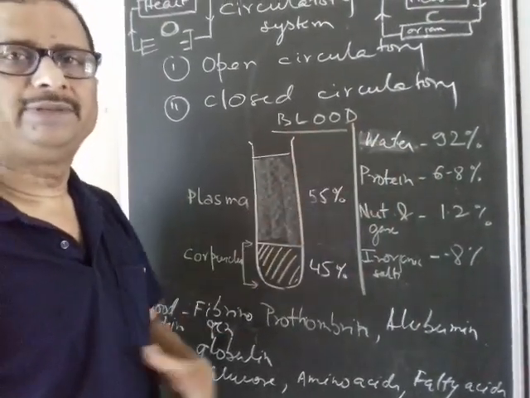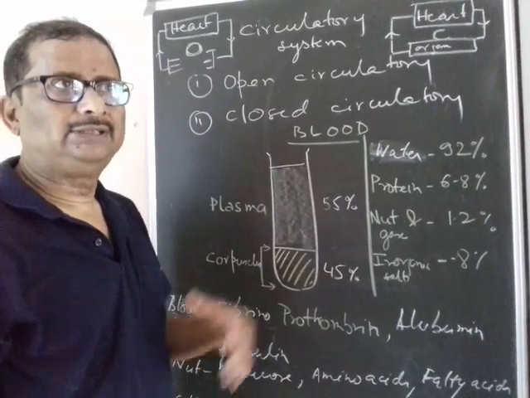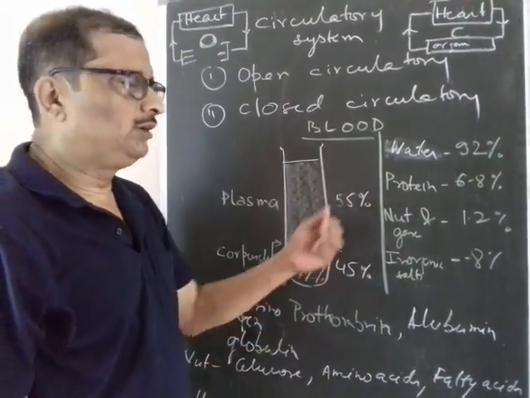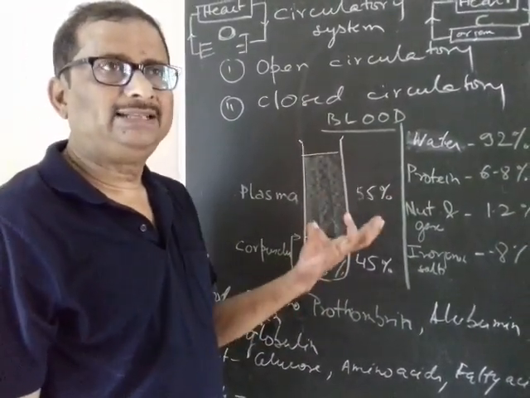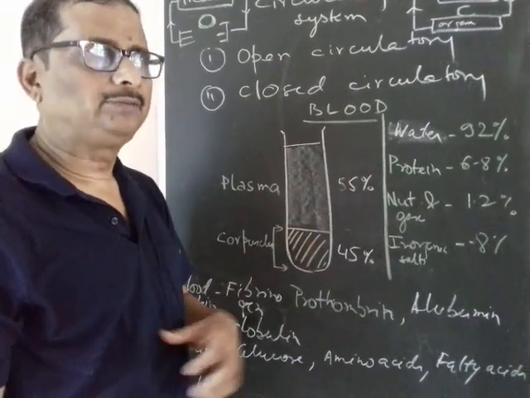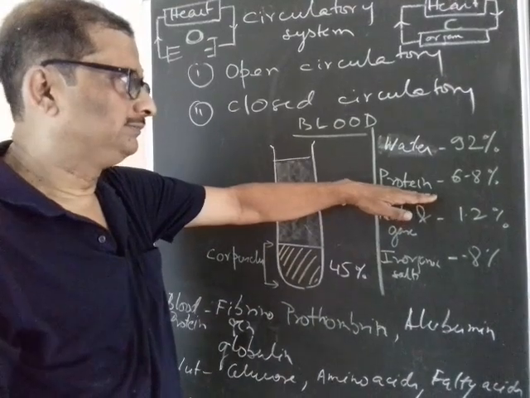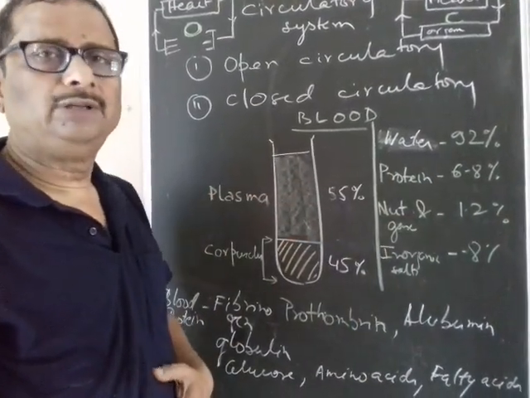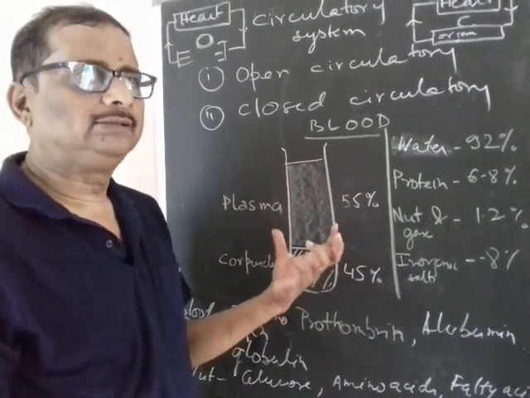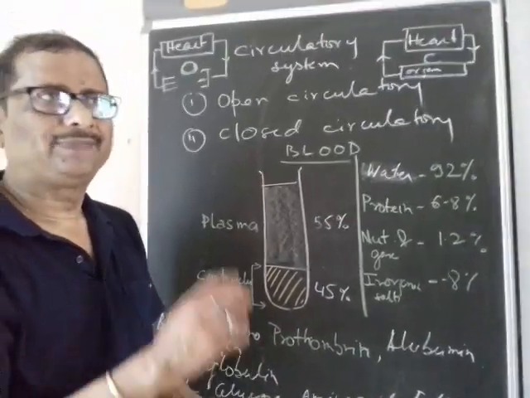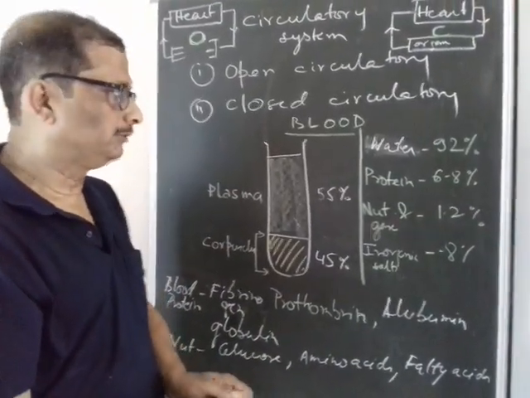For example, fibrinogen and prothrombin help in blood clotting, while albumin maintains the balance of water, the balance between the tissue fluid and the blood. Globulins help in maintaining immunity, as antibodies are basically made up of globulins.